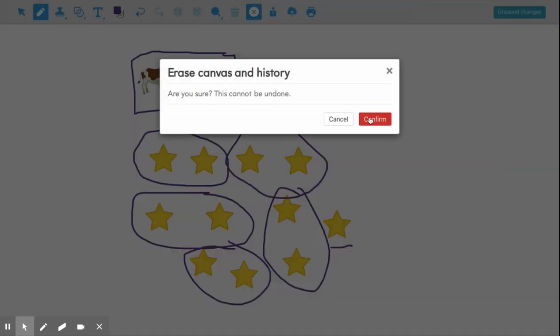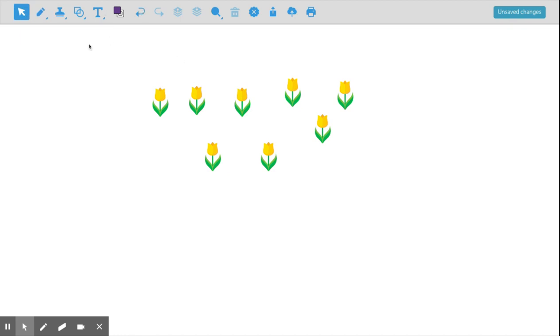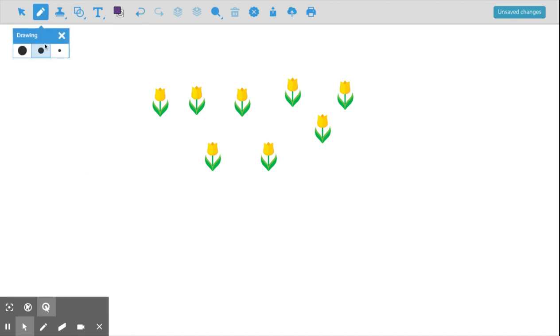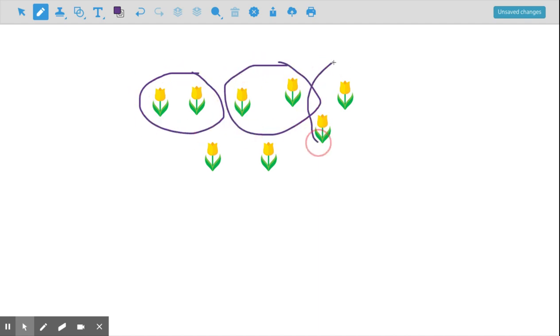Okay, let's do just a couple more. Let's use flowers. 1, 2, 3, 4, 5, 6, 7, 8. Okay, let's group them together. There's a pair of flowers. Here's a pair. Here's a pair. And here's a pair. I don't have any that are left on their own. That means that 8 is an even number.